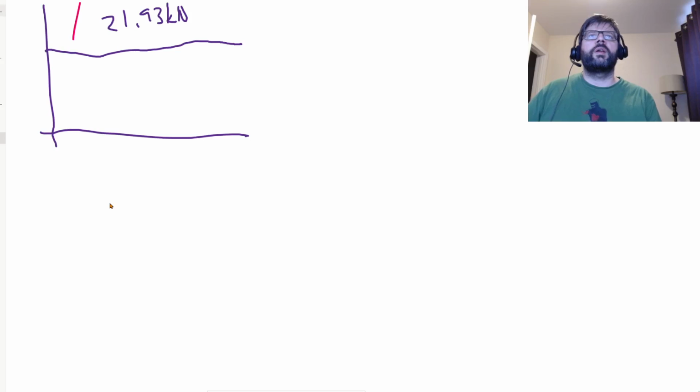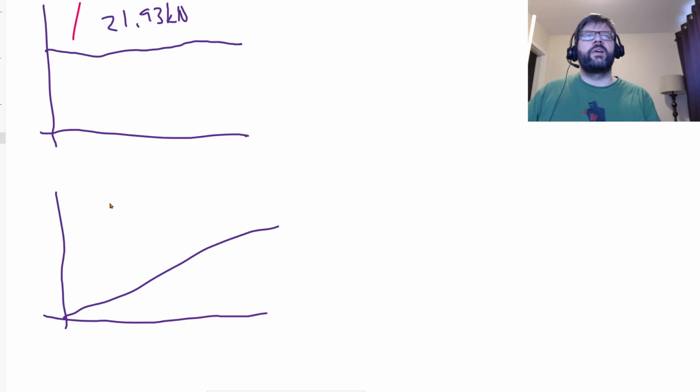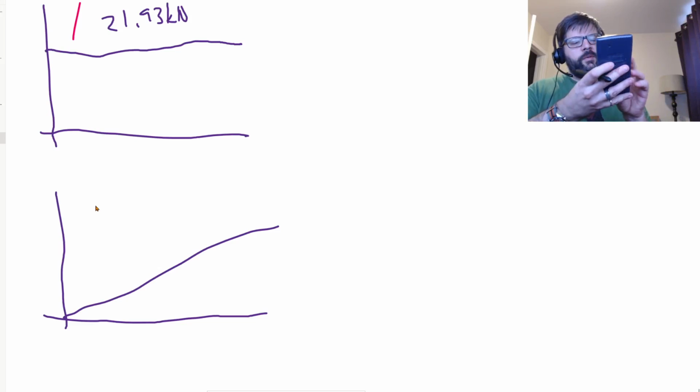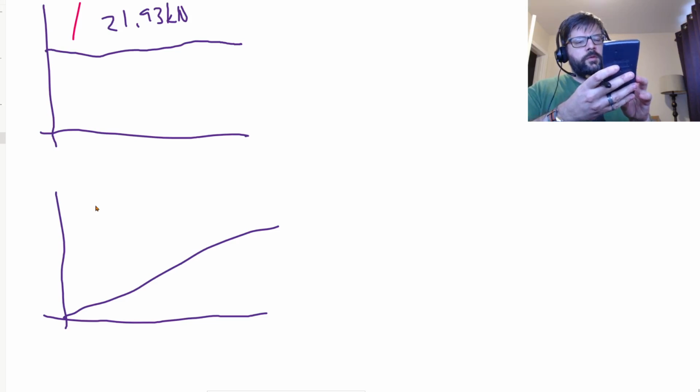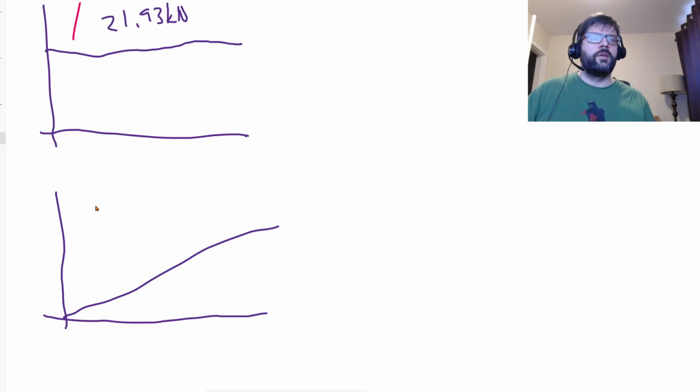And we can also use that to draw a moment diagram. In the area in question, it starts at 0 and increases linearly at a rate of 21.93 kilonewtons. So at point C, which is again 1.5 meters away, our moment will have grown to 32.9895 kilonewton meters. Let's call this C. I'll just put that 32.9.